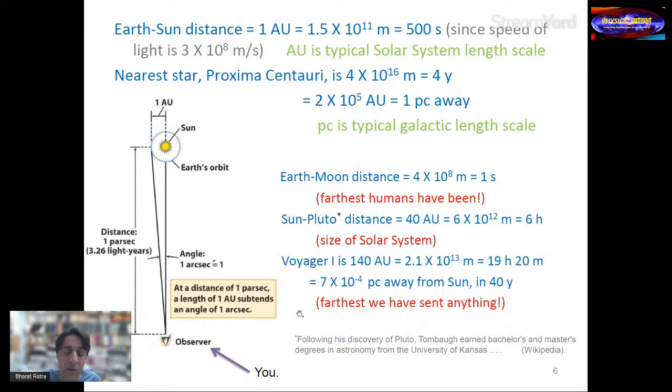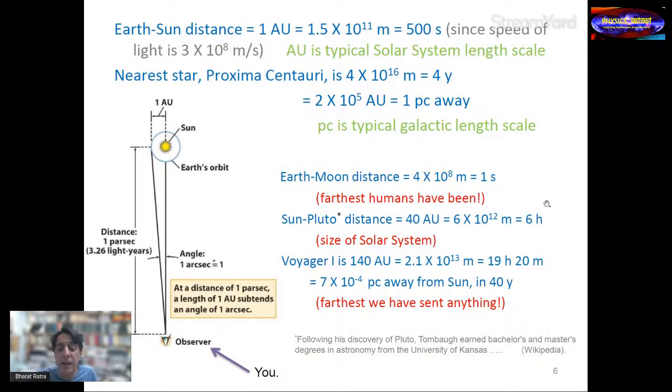And just to relate this to scales of humans and technology, the furthest humans have gone is the moon, and the moon is about 4 times 10 to the 8 meters away from the Earth, typically. So that's maybe 1 and 1/3 of a second away. So when you're looking at the moon, you're seeing it the way it was maybe 1 second or a little bit longer in the past, while when you're looking at the sun, you're seeing it when it was 500 seconds in the past. If we take Pluto's orbit to be roughly the size of the solar system, then that orbit is about 40 AUs, and it takes light 6 hours to travel from Pluto to the Earth.